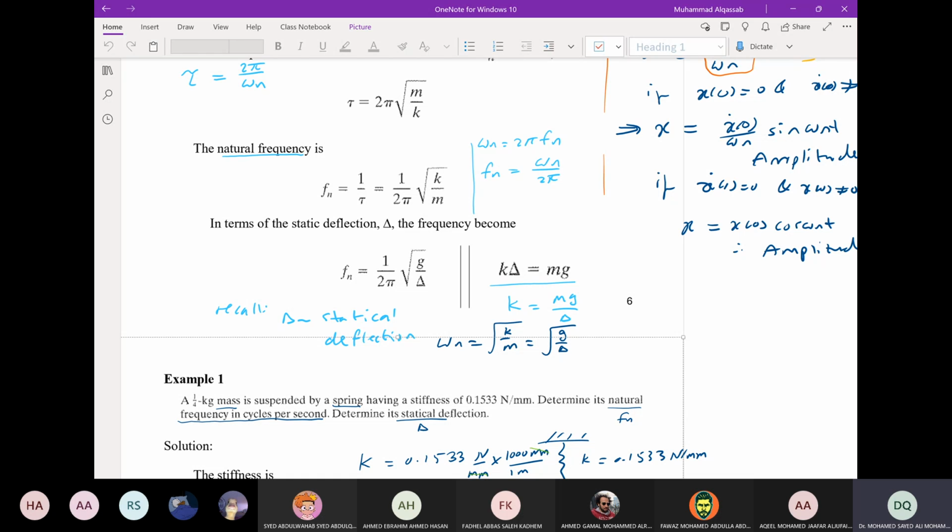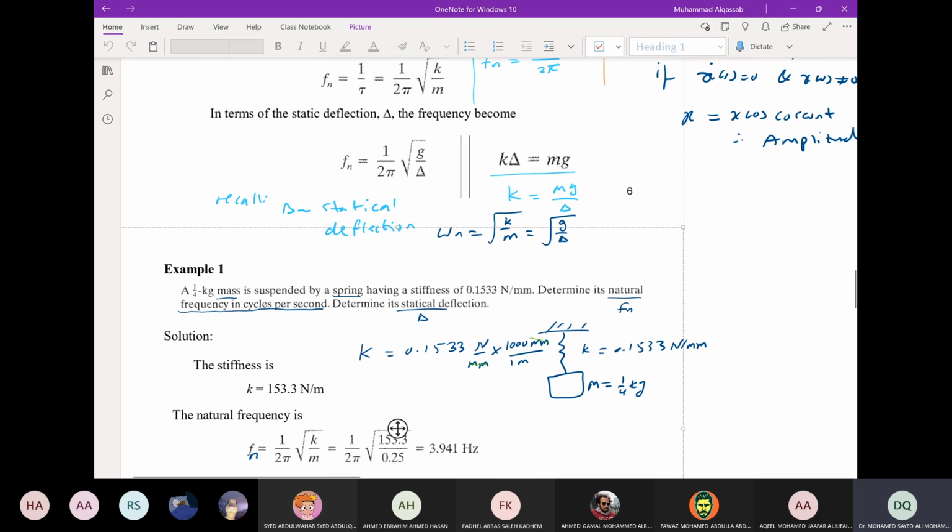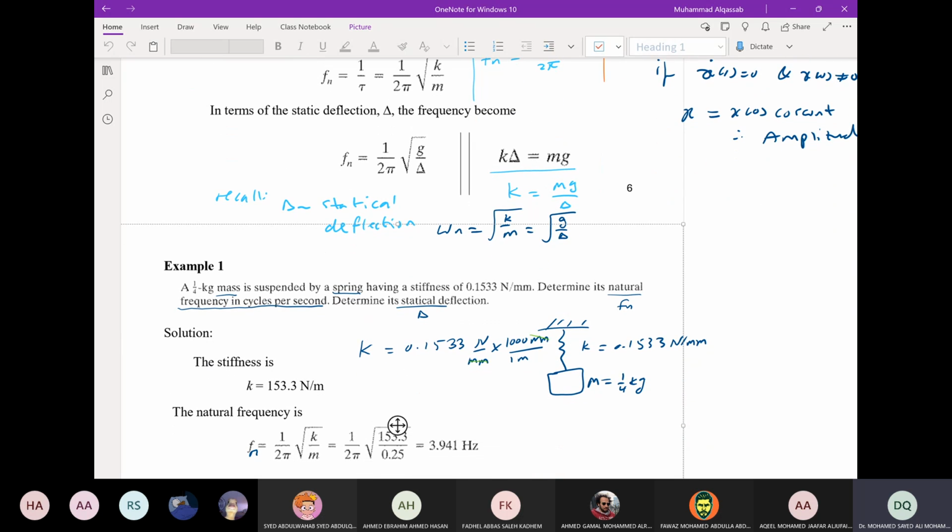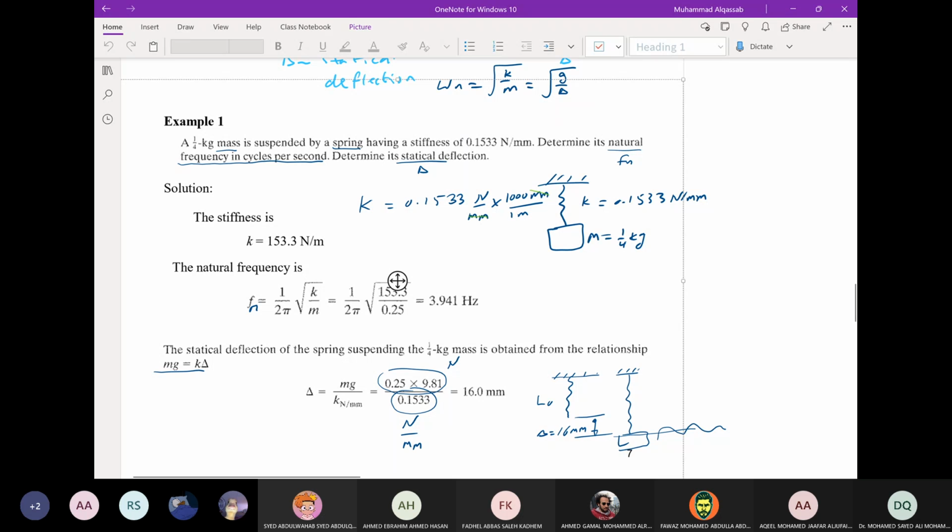and also you can put Fn as 1 over 2 pi square root of g over delta if you use the equilibrium equation. Furthermore, you can put omega n as square root of k over m, equal to square root of g over delta as well, which means that you can find the natural frequency if you know the static deflection, or you can find the static deflection if you know the other parameters k and m.